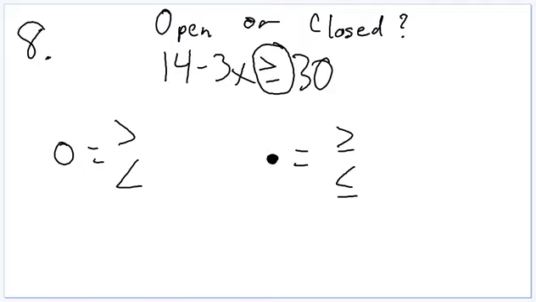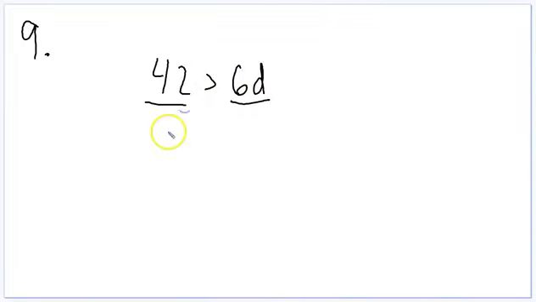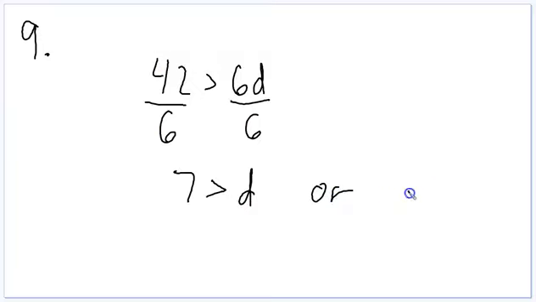Moving on to number 9. Which is the solution to the inequality? The inequality is 42 is greater than 6d. So this is a one-step inequality. I'm just dividing both sides by 6 because I need to get the variable by itself. Okay? 42 divided by 6 is 7. I could write it D is less than 7. 7 is greater than D, or D is less than 7. All right? Moving on.